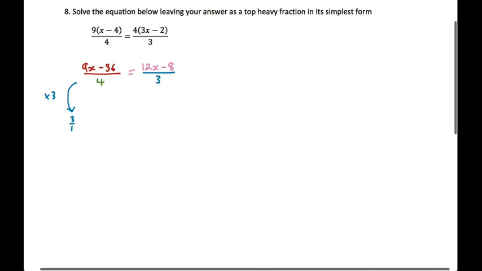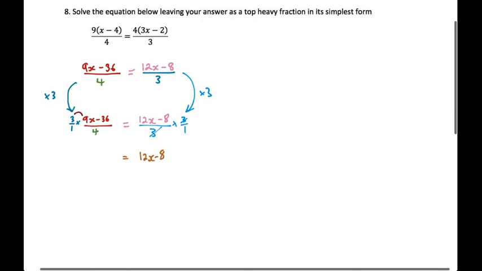Timesing the left-hand side by 3 is like timesing it by 3 over 1. Timesing the right-hand side by 3, we could write it as the same thing, if we wanted. But notice how this is 12x minus 8 divided by 3, so timesing this side by 3 will cancel out that division, so we should just be left with 12x minus 8.